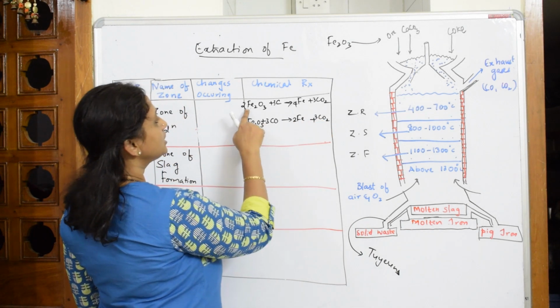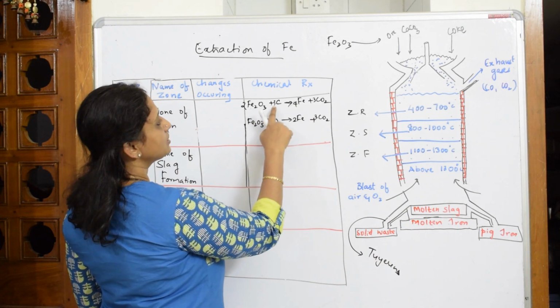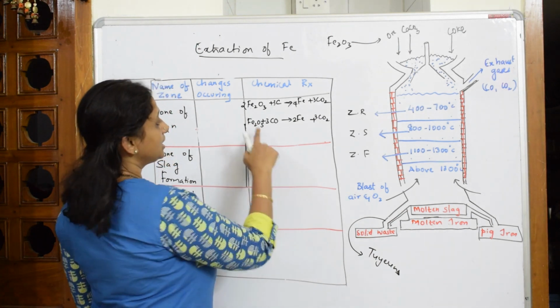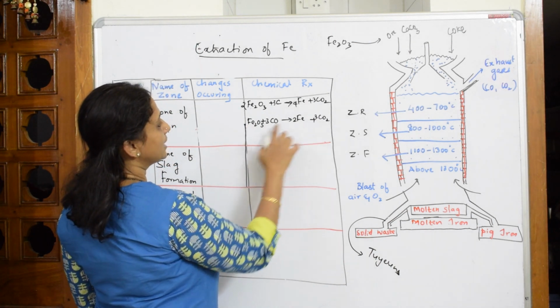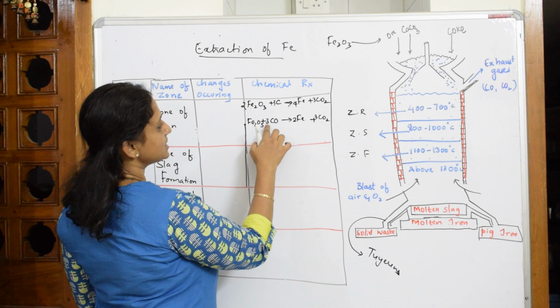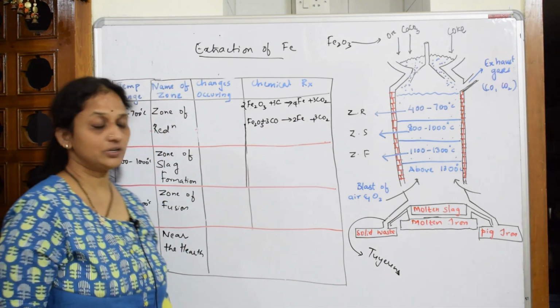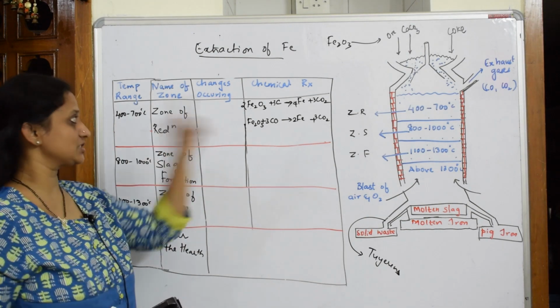Let us count. Here 2 2s are 4, 4 iron. Here 3 carbons, 3 carbons. Here 3 2s are 6 oxygens, 6 oxygens balanced. In this reaction, 2 iron, 2 iron. Oxygens are 3 plus 3, 6. Here 3 2s are 6. Carbon is 3, here 3. Done. So in your first process, the zone of reduction, this is going to happen.